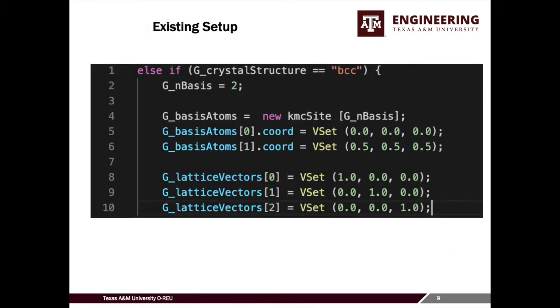This is an example of what the code had existing. So this is how a BCC crystal structure is defined. The important things to take note of are lines 5 and 6, which are the basis atoms. So those are basically just the Wyckoff positions that are going to be occupied by atoms in that lattice. So for BCC, we have the vertices of the cube and then the atom that's in the middle of the cube. And then down below, you can see the lattice vectors, which are used by the model to propagate those basis atoms, generating the rest of the bulk structure.